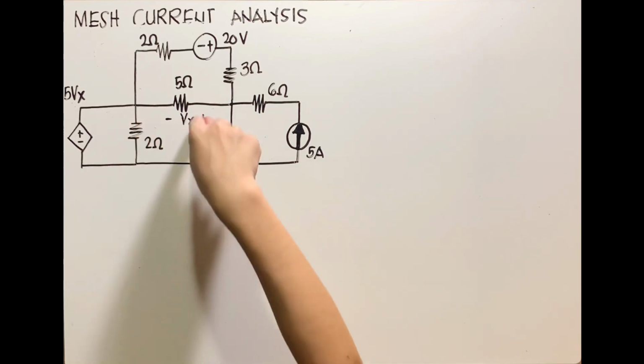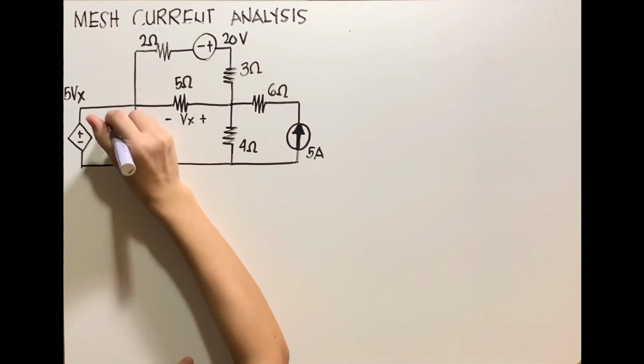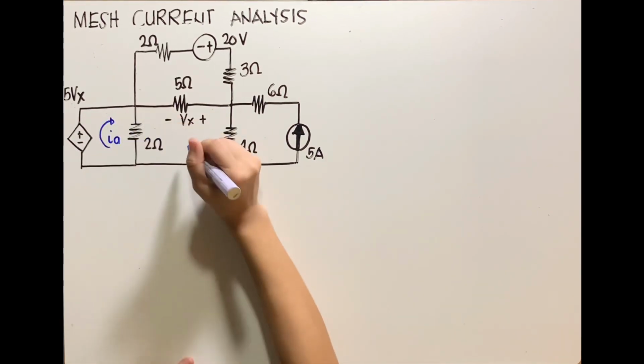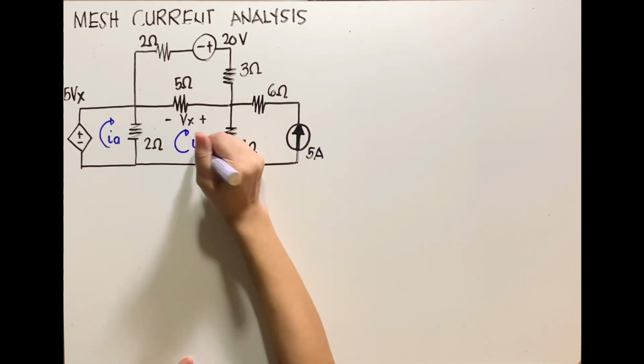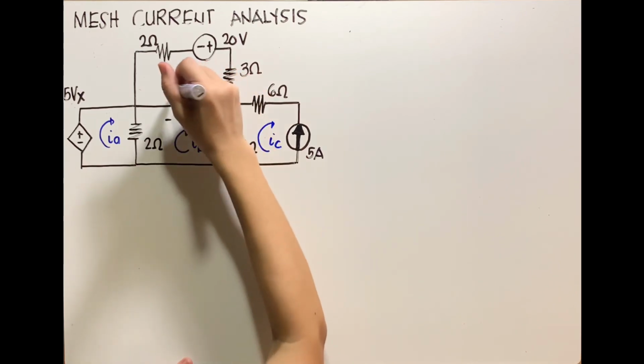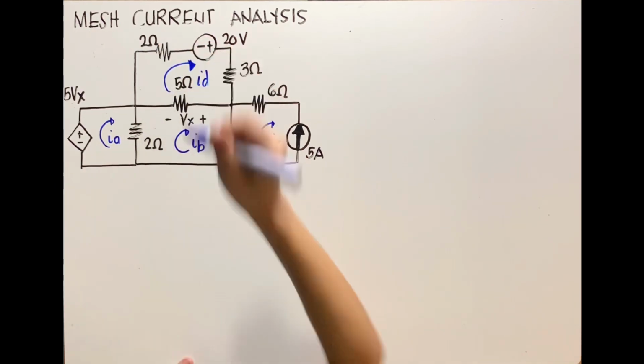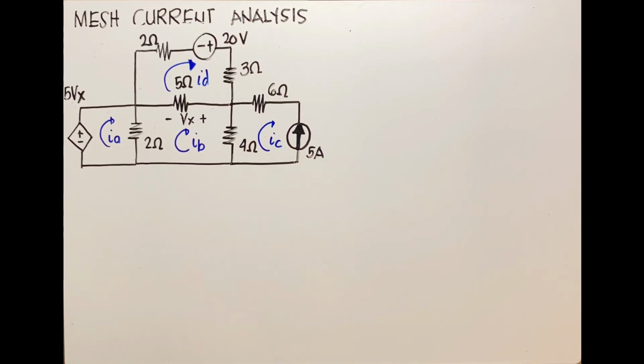So, I have 4 loops here, which definitely says we have IA, this one is IB, this one is IC, and this one is ID. Okay. Next, we are going to do KVL. So let's start with this loop.